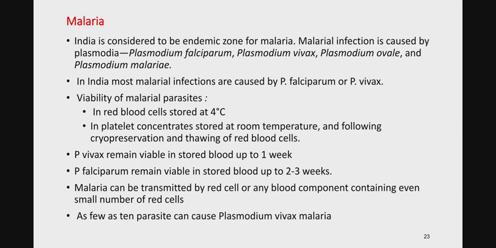The malarial parasites remain viable in red blood cells stored at 4 degrees Celsius, in platelet concentrates stored at room temperature, and following the cryopreservation and thawing of red blood cells. It remains viable in stored blood for up to 1 week. P. falciparum remains viable in stored blood up to 2 to 3 weeks. Malaria can be transmitted by a red cell or any blood component containing even a small number of red cells. As few as 10 parasites can cause Plasmodium vivax malaria.